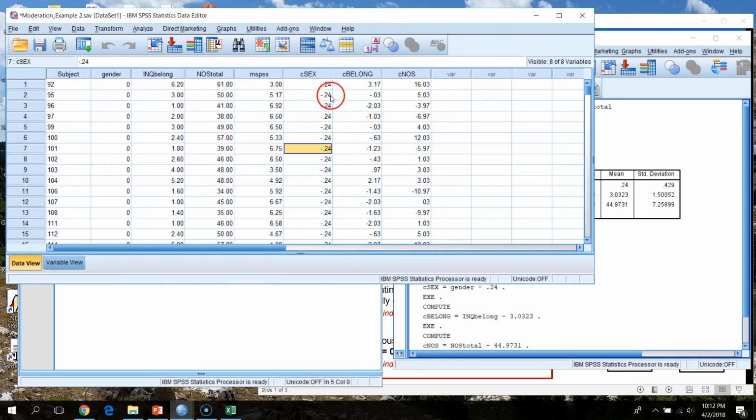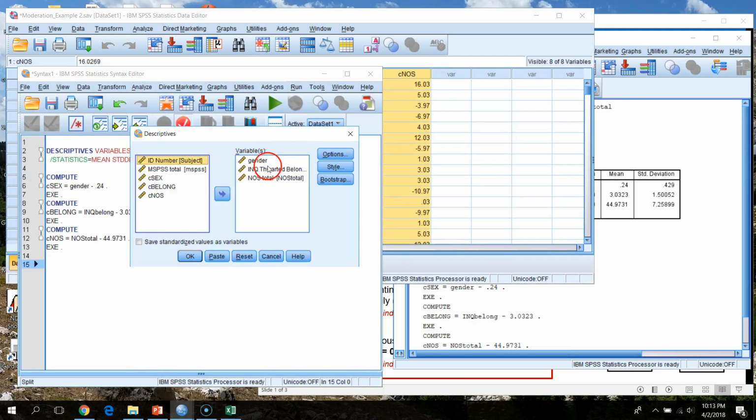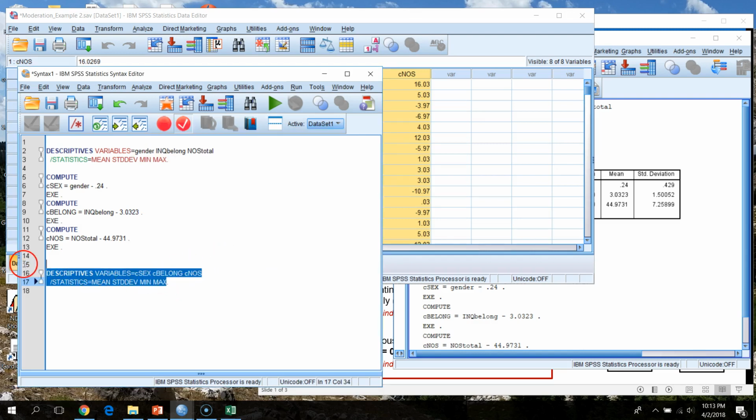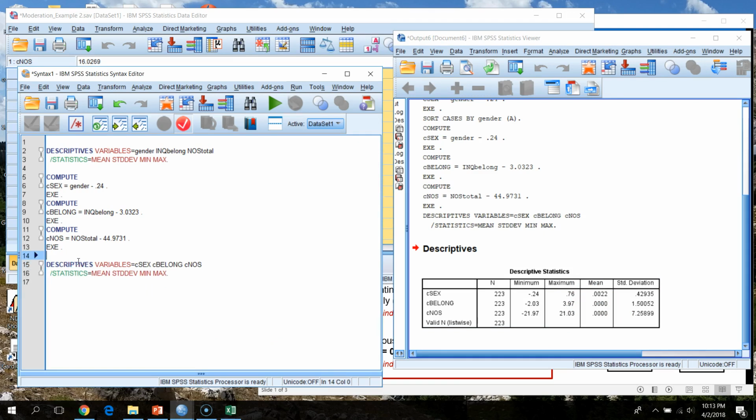So then again, I see I've got my centered sex, centered belonging, centered network orientation. And then I'm going to go through descriptives. I'm just going to check to make sure that these are centered appropriately. So I'm going to paste and look at these. All right, so everything looks good. Looks like we're a little bit off in terms of our dichotomous variable here, but everything else looks pretty good. So we've centered our variables.